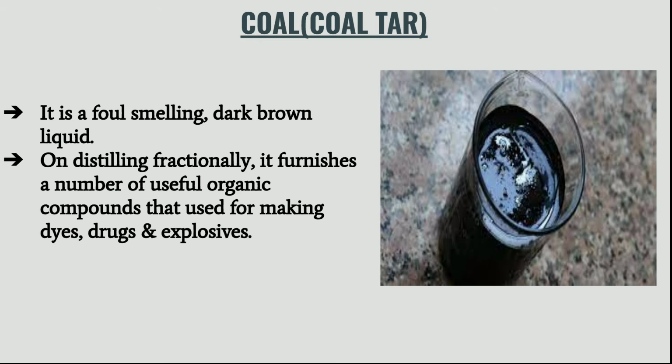Next we come to coal tar. It is a foul smelling dark brown liquid. See, this is the picture of the coal tar. It is obtained by distilling fractionally. After destructive distillation, we get this as a byproduct, and after that, by fractional distillation, we get this coal tar separated. It furnishes a number of useful organic compounds that are used for making dyes, drugs and explosives.